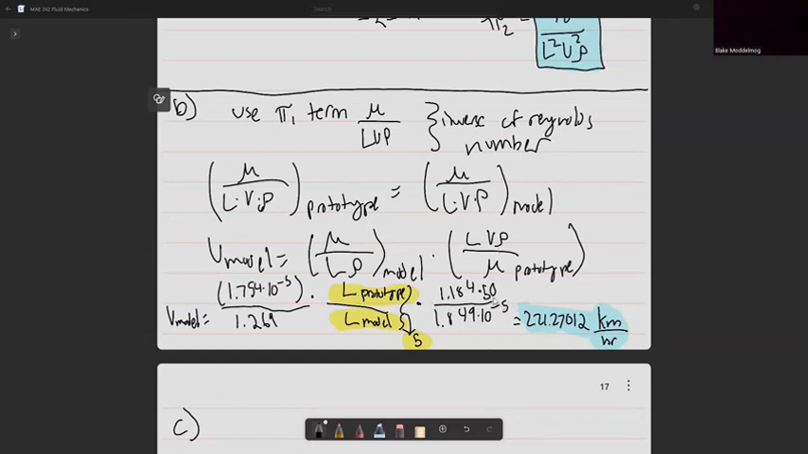everything out. We have 50 here. That's going to be the velocity of the prototype. We have the density, the lengths are here, viscosity, that length here, and the density down here. And that's going to come out to 221.27012 kilometers per hour as the velocity of the model.